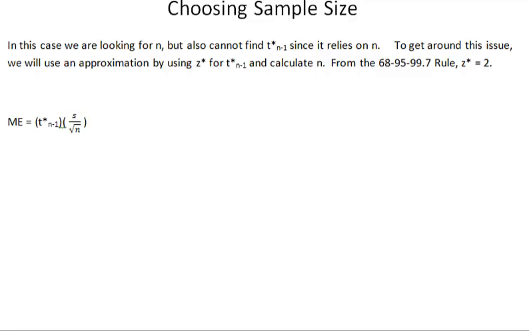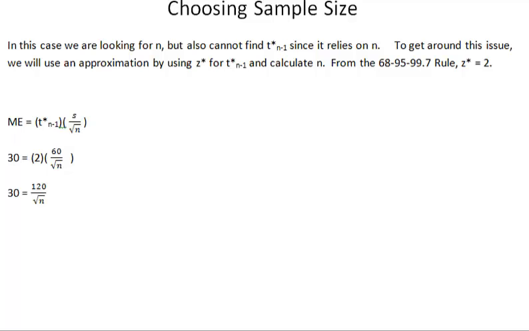So write the formula down and actually start plugging in your numbers. From the problem, we could tell that ME is 30. We're going to use 2 for the T star. S, we were guessing at around 60 milliseconds. And of course, we're looking for N. So plugging in the numbers, it looks a little bit more like this. And now all we have to do is solve for N.